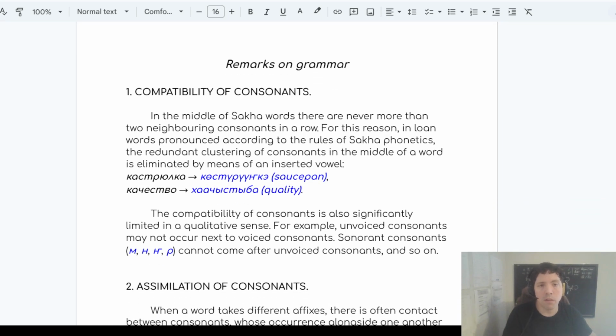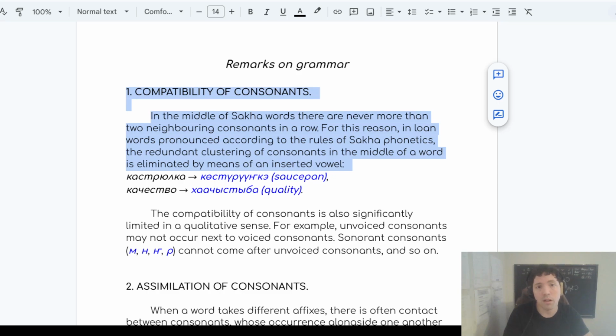Alright, the grammar section of this is long. Feel free to pause and read it, or go to the original PDF, link in the description box. But basically what we're talking about is consonants. This is basically telling you that when they put a word from Russian into Sakha, they'll add some other vowels into it because if you put too many consonants together, it doesn't fit the Sakha sound system.